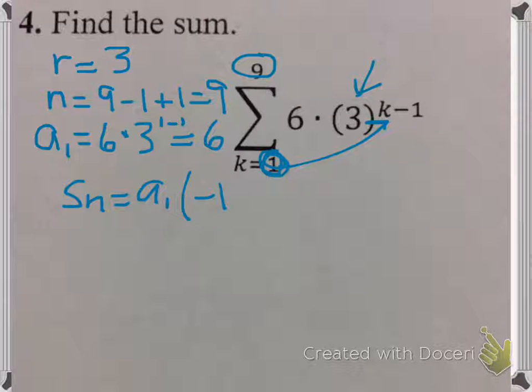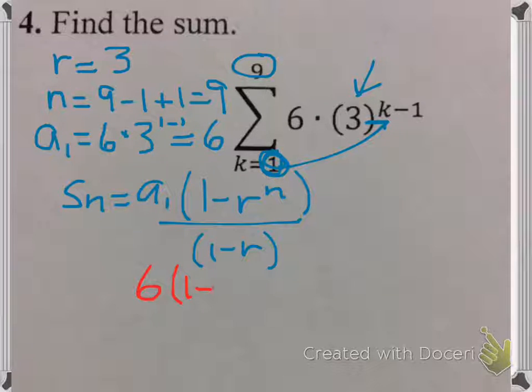I don't know why I can't write that right now. I need 1 minus r to the n over 1 minus r. So when I take that and substitute those numbers in, I'm going to have 6 times (1 minus 3 to the 9th) over (1 minus 3). That will be the sum of our first 9 numbers.